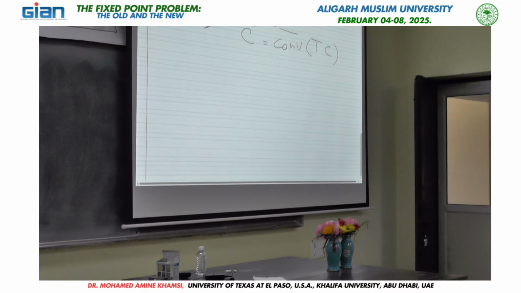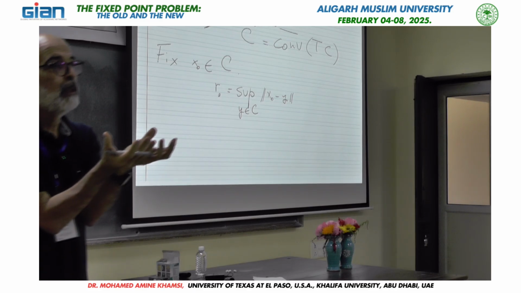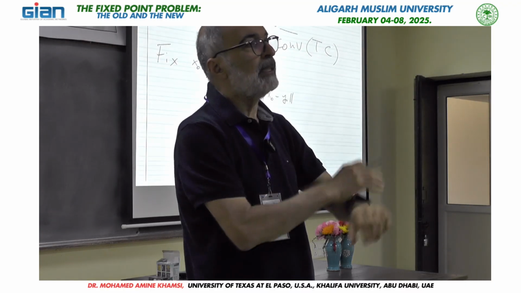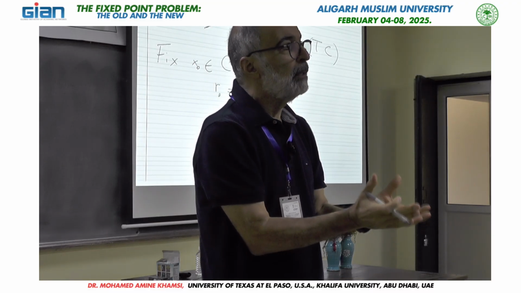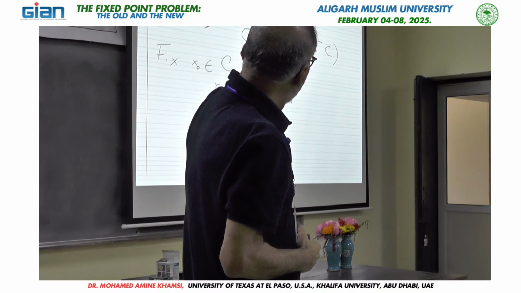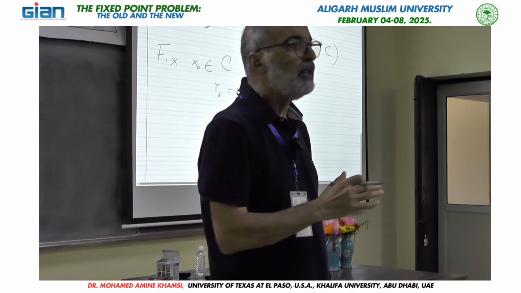So now fix x0 in C. And let's look at R0, which is basically the Chebyshev radius of x0 with respect to the set C. I explained it last time, which is basically the sup of the norm of x0 minus y, y belongs to C. So this is the radius of the smallest ball centered at x0 which contains C. That is exactly the meaning. Are we in? So far, so good?